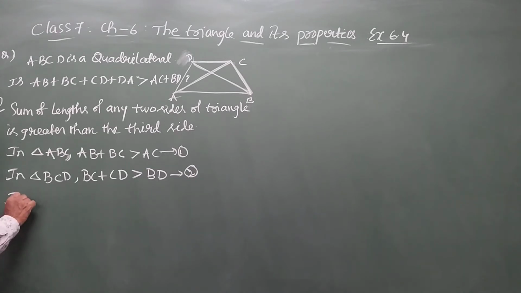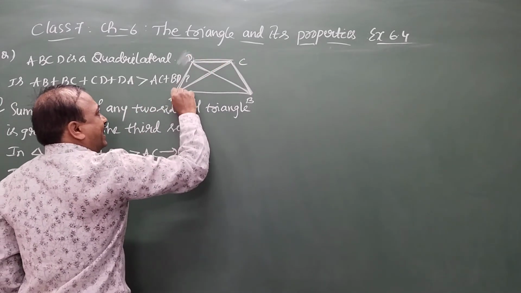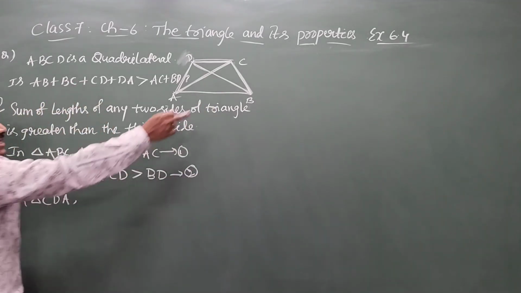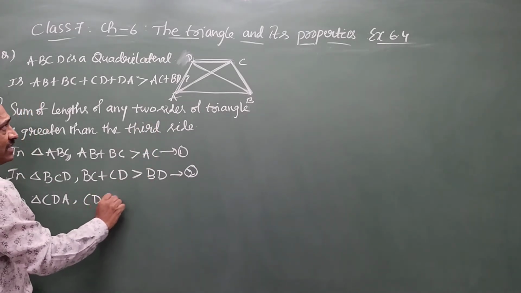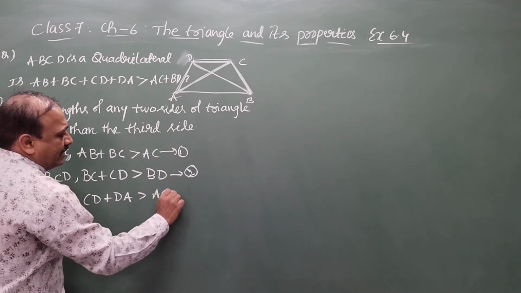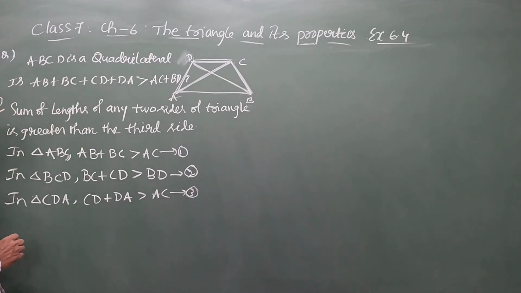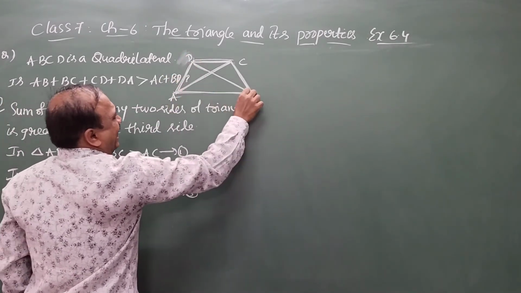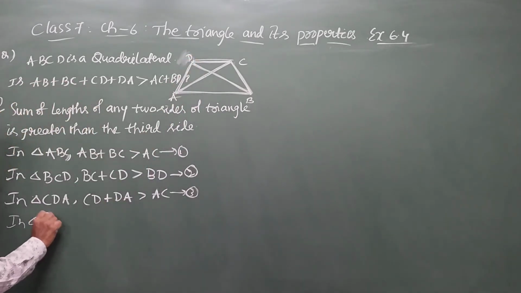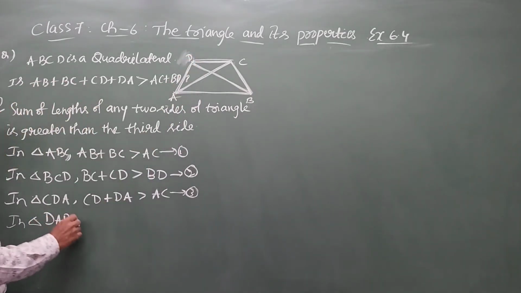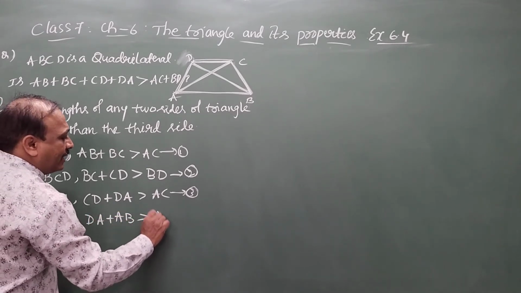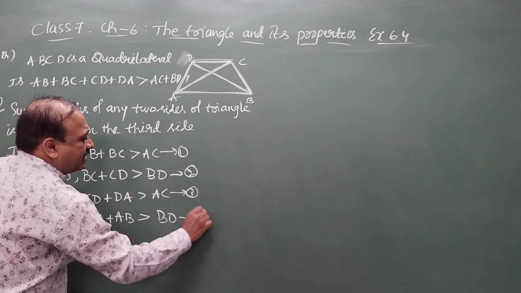Now I am using triangle CDA. In triangle CDA, CD plus DA is greater than AC. This is equation 3. Now this triangle is over. The leftover triangle is DAB. In triangle DAB, DA plus AB is greater than BD. This is equation 4.